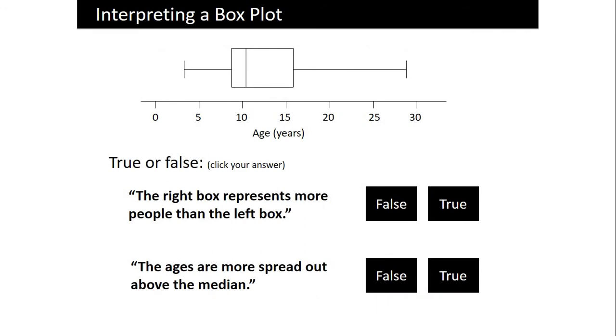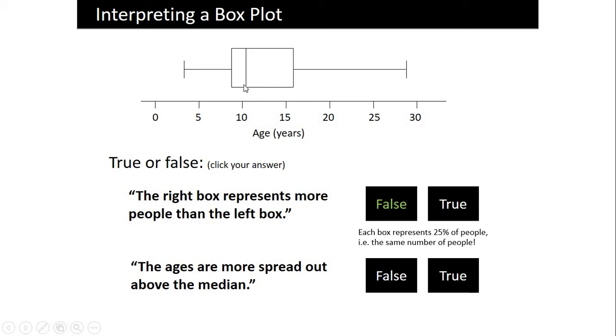So being able to interpret a box plot then, here we've got a box plot drawn for us, showing some ages in years. So you could pause the video and have a go at these true or false questions. So true or false, the right box, so this box here, represents more than the left box. Well, actually this is false, because each of these boxes represent 25% of the data.